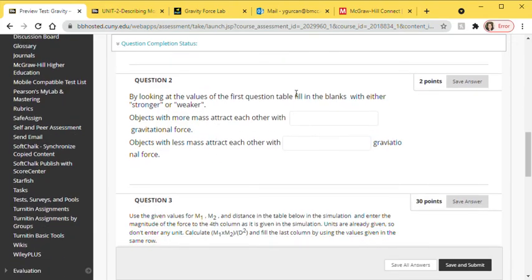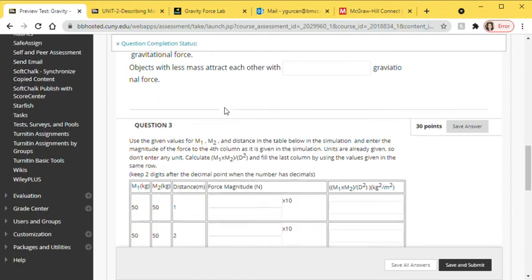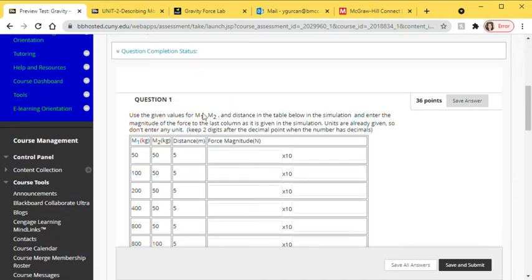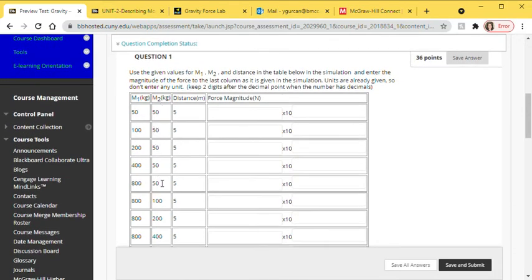Then answer the questions that are related to the table. How do masses affect the gravitational force between them? So the first question is changing the mass values but not touching the distance, so that you can see how mass affects the gravitational force between them.